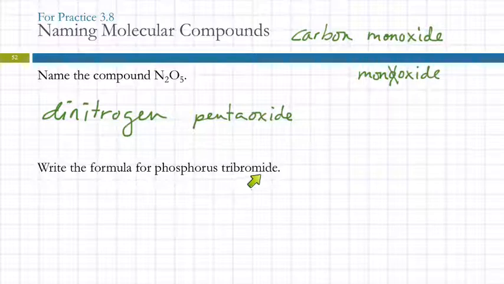Writing a formula: phosphorus tribromide. P, Br3. So in the name, the number indicator comes before. In the formula, the number indicator comes after. So this is meaning 1 phosphorus and 3 bromines. Phosphorus tribromide, or PBr3. Questions?